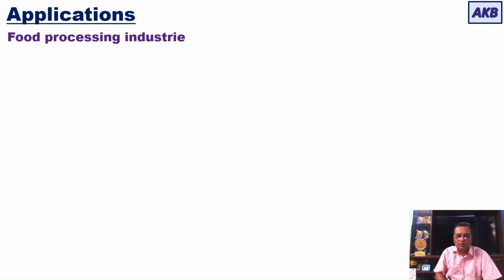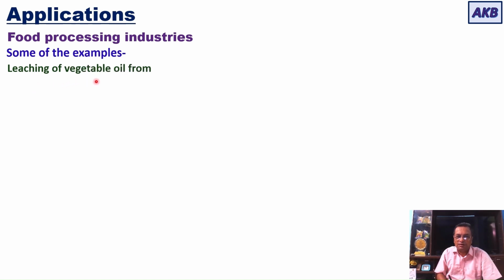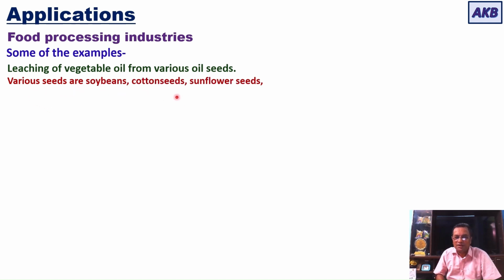Continuing with food processing industries, some of the examples: one is leaching of sugar from sugar beets. The other application is leaching of vegetable oil from various oil seeds. Which are these oil seeds? You have soybeans, cotton seeds, sunflower seeds, etc. So vegetable oils from these oil seeds are recovered by using leaching.